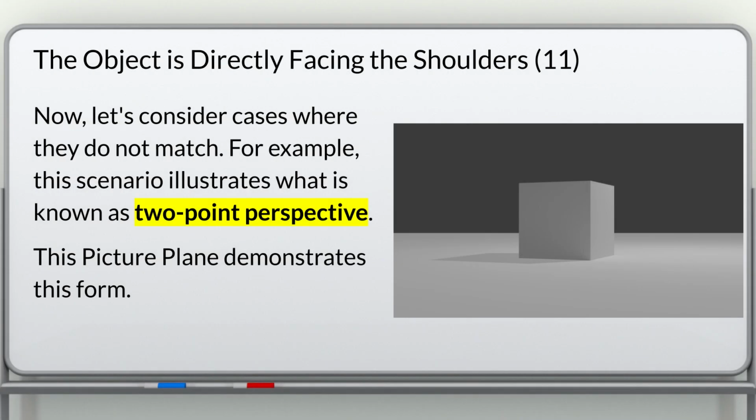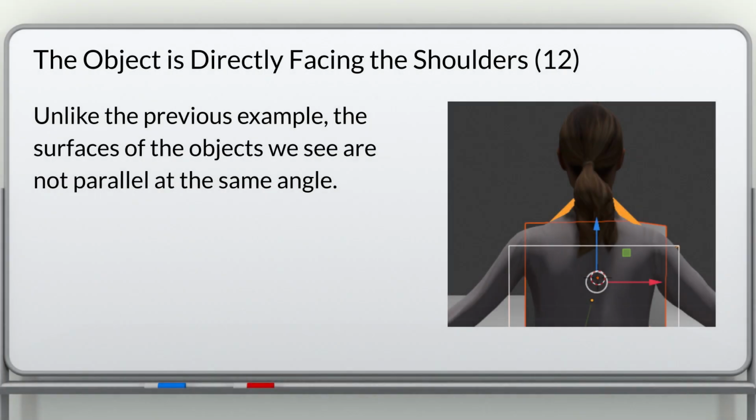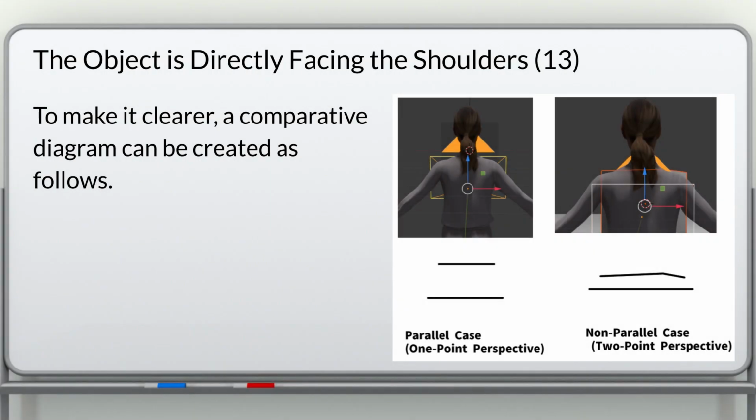Now, let's consider cases where they do not match. For example, this scenario illustrates what is known as two-point perspective. This picture plane demonstrates this form. Unlike the previous example, the surfaces of the objects we see are not parallel at the same angle. To make it clearer, a comparative diagram can be created as follows.